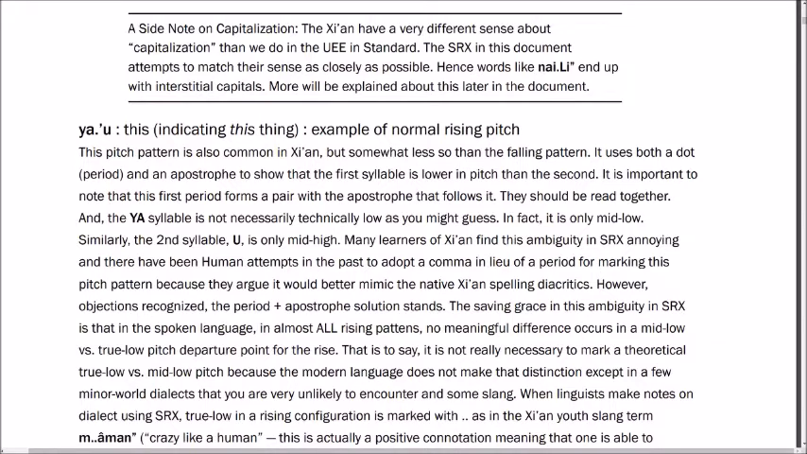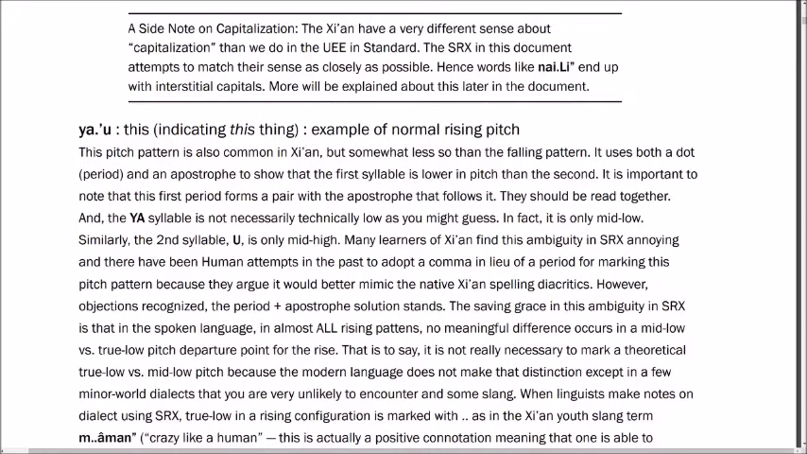Many learners of Xi'an find this ambiguity in SRX annoying, and there have been human attempts in the past to adopt a comma in lieu of a period for marking this pitch pattern, because they argue it would better mimic the native Xi'an spelling diacritics. However, objections recognized, the period plus apostrophe solution stands. The saving grace in this ambiguity in SRX is that in the spoken language, in almost all rising patterns, no meaningful difference occurs in a mid-low versus true low-pitch departure point for the rise.